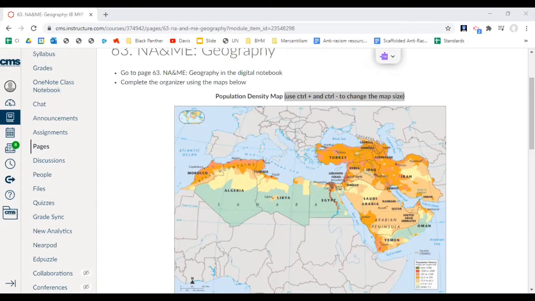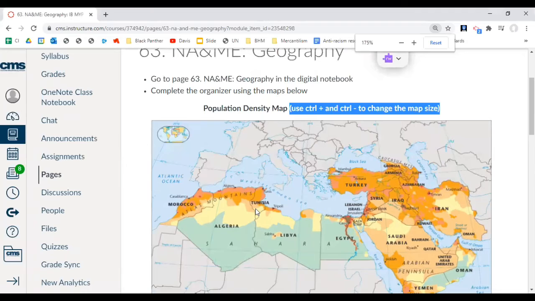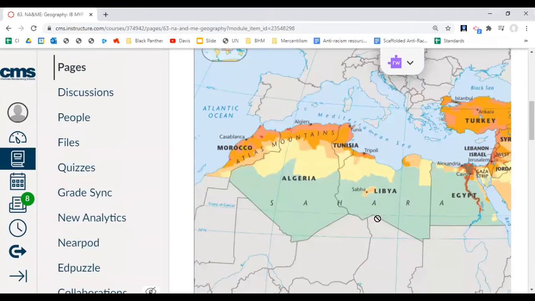Why would I maybe not include Egypt? Anybody put in the chat? What about Egypt is unique about their population density? Yeah, good. The Nile River. If you look at the Nile River and you zoom in, maybe I'll try and zoom in here, all right, you're going to see a drastic increase in population density in the Nile River.